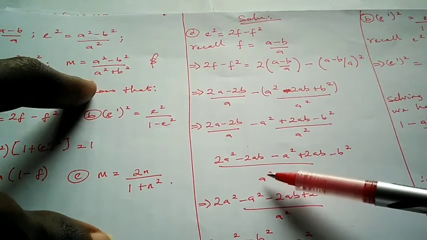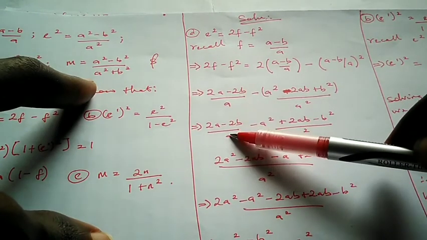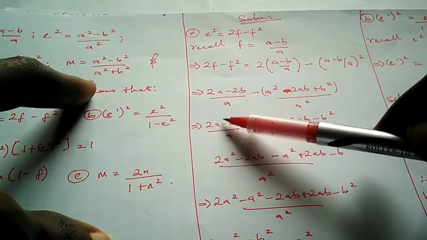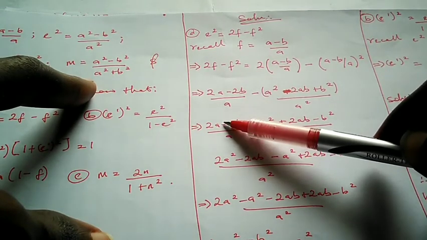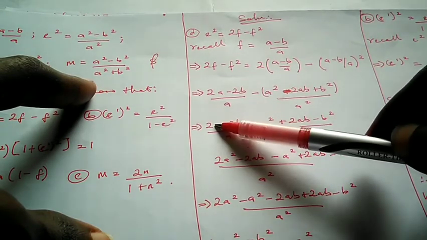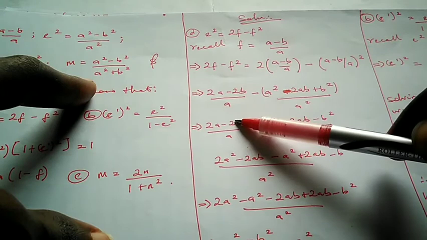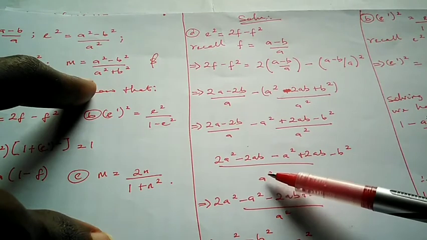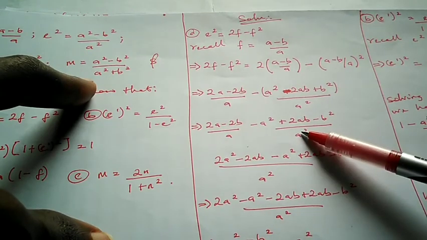So a squared divided by a will give you a. Right? Good. Now this a multiplied by 2a minus 2b will now be 2a squared, because a multiplied by 2a will give you 2a squared, minus a multiplied by 2b will give you 2ab. Right? Good, you got it. So now the next thing is, a squared divided by a squared will give you 1.